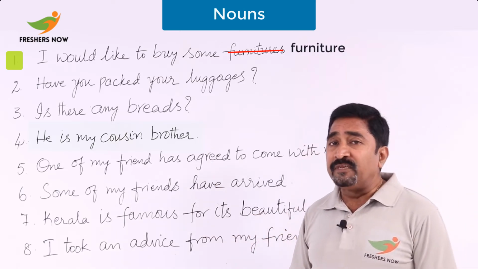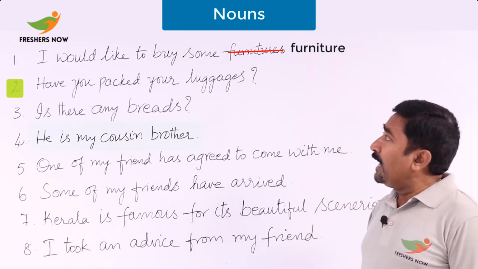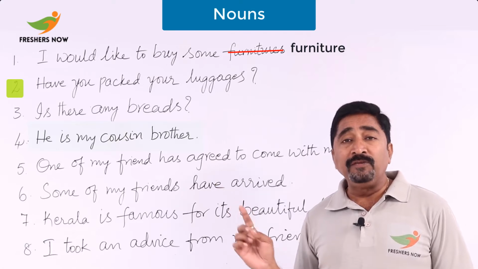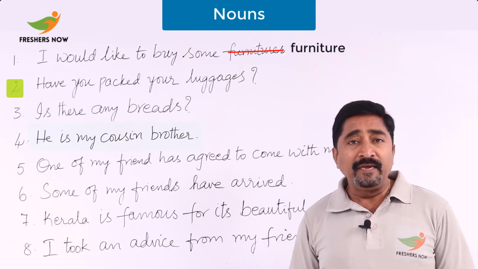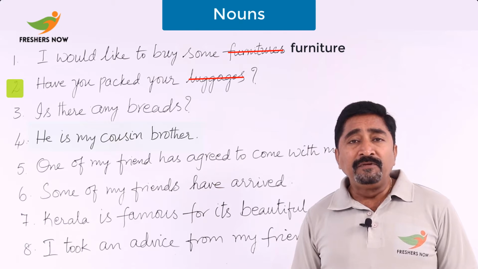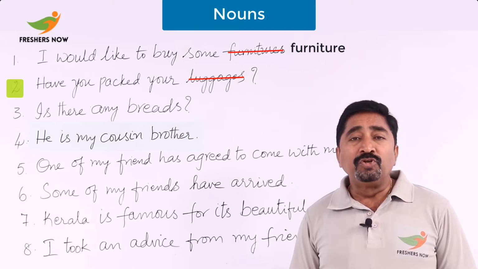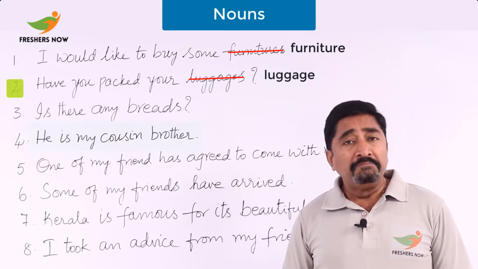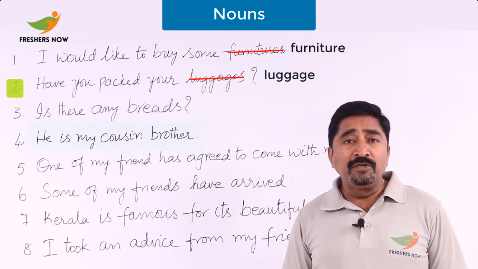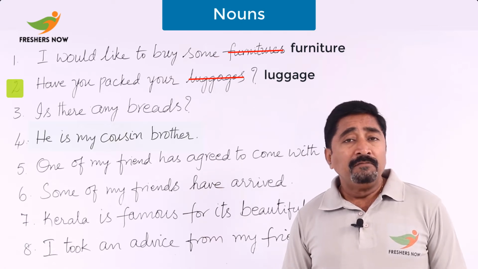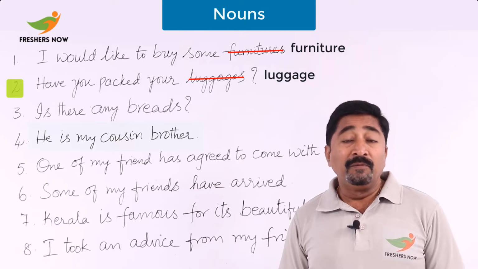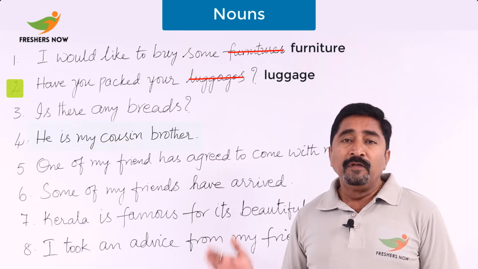So now let us see what the next one is. Have you packed your luggages? Now you can see the noun there, luggages. It's again a mistake. If it is singular, you should use only luggage. And if you have to use a plural form, if there are more than one, you can say baggage. But not luggages. So you should be careful with the use of that.